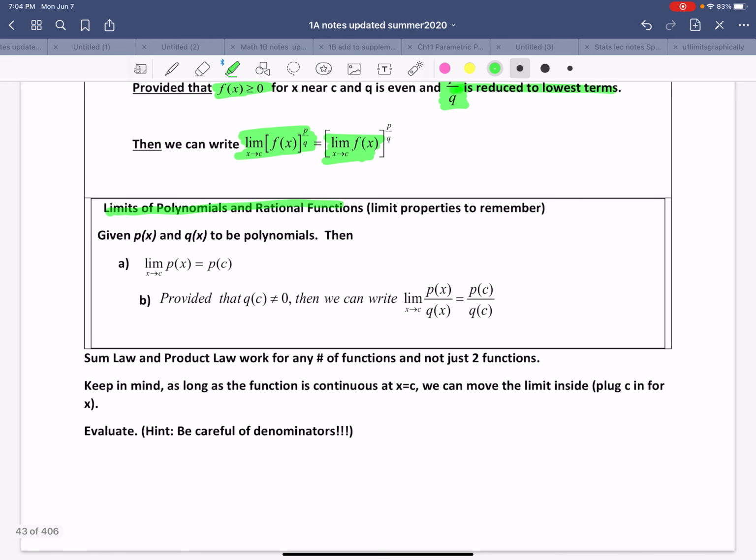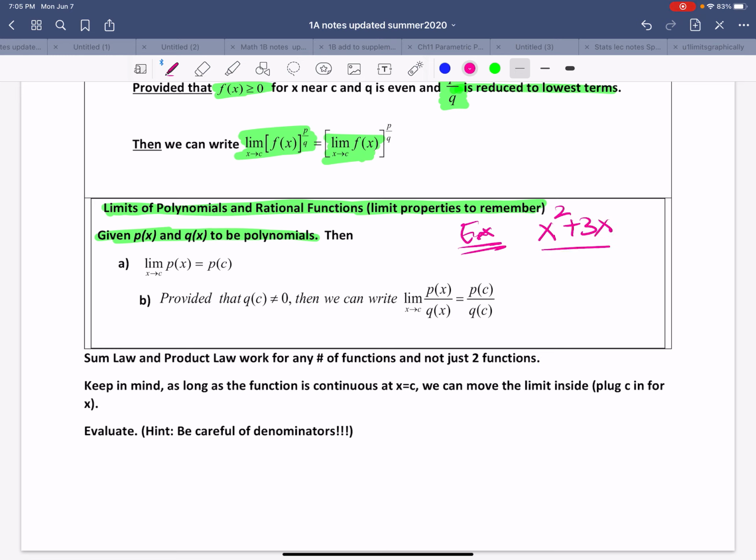Okay, limits of polynomial and rational functions. Very important limit properties to remember: if p of x and q of x are polynomials. Quickly, to help you remember, a polynomial is a sum or difference of terms where each term is a product of numbers and variables, and you can have multiple terms in there. Polynomials cannot have fractional exponents. They can have fractional coefficients but not fractional exponents. There are no negative exponents and no fractional exponents.